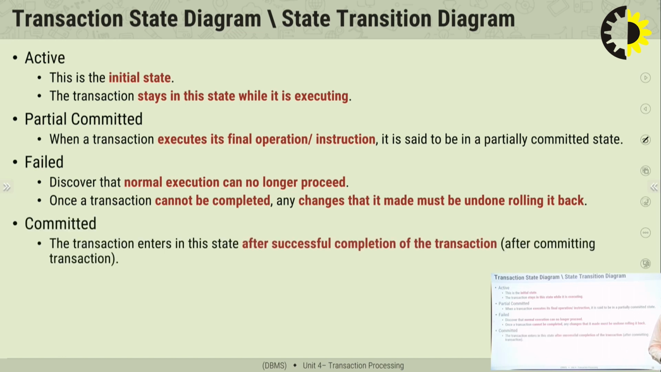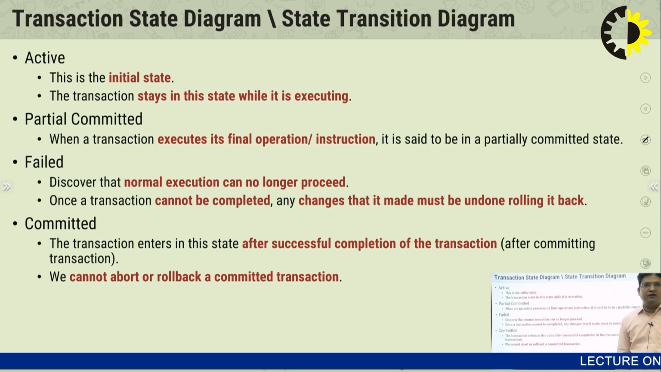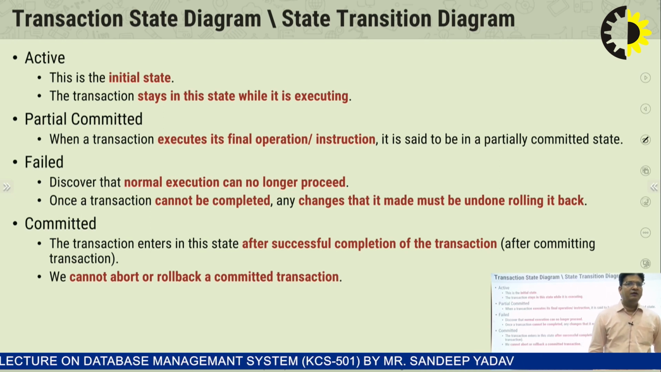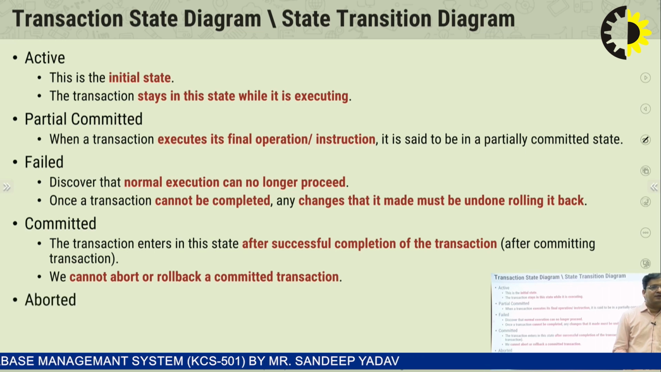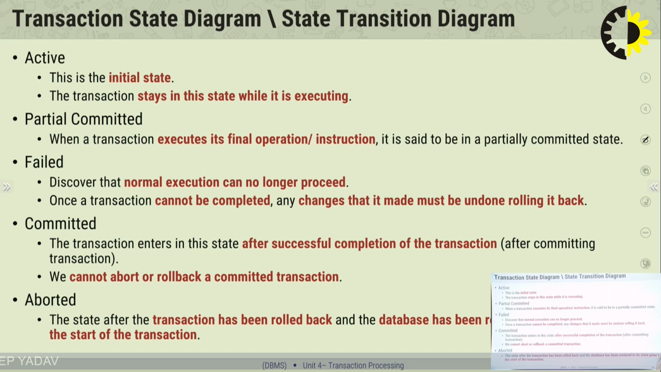Committed: it enters this state after the successful completion of the transaction. We cannot abort or roll back a committed transaction, so we must be very careful. If the commit operation has been completed, then we cannot make any change in the database. Once the operation has committed, the values remain permanent on the disk. Aborted: the state after the transaction has been rolled back and the database has been restored to the state prior to the start of the transaction.